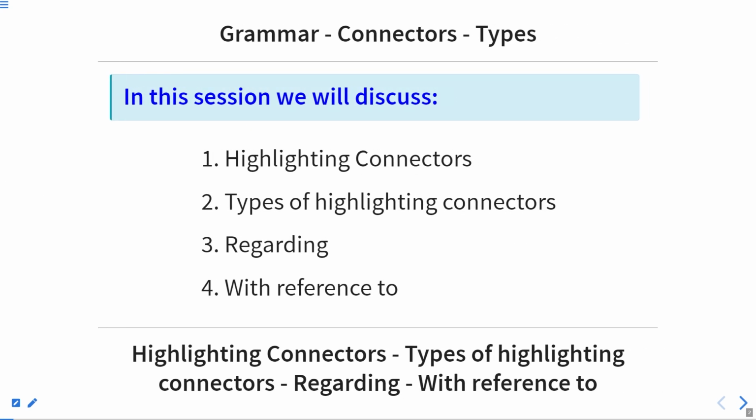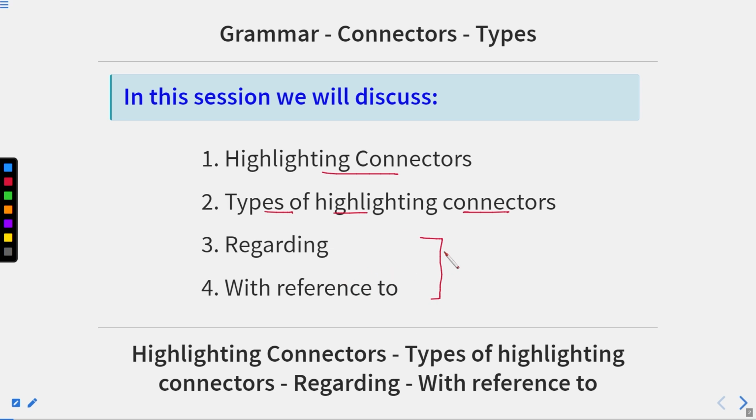So, first of all, we are going to discuss highlighting connectors. So, let me take my pen first. First, we are going to discuss highlighting connectors. It means we are going to discuss the meaning of highlighting connectors. After that, we are going to discuss types of highlighting connectors. After that, we are going to discuss two highlighting connectors that are regarding and with reference to. Both of these are highlighting connectors and we are going to elaborate these two connectors in this session.